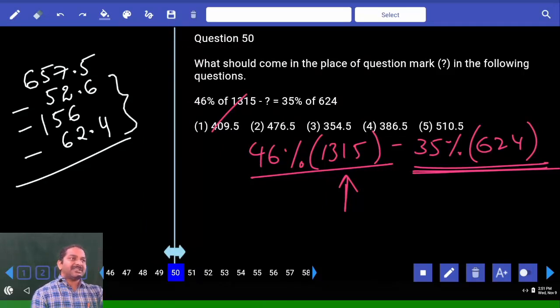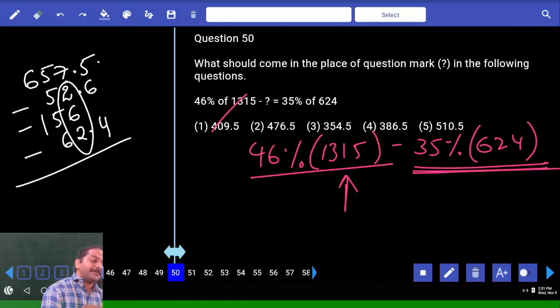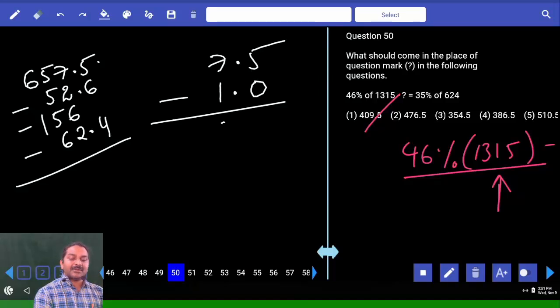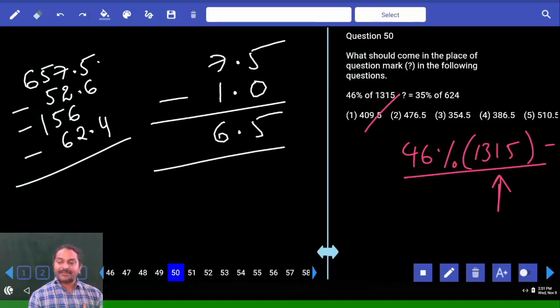0.6, 0.4. That is 1, right? 1 goes to this side here. Come on. 2 plus 6 plus 2 plus 1 carry. How much is that? 1. Correct. So positive number ending with 7.5. Negative number ending with 1.0. Answer must end with 6.5. How many options are there?